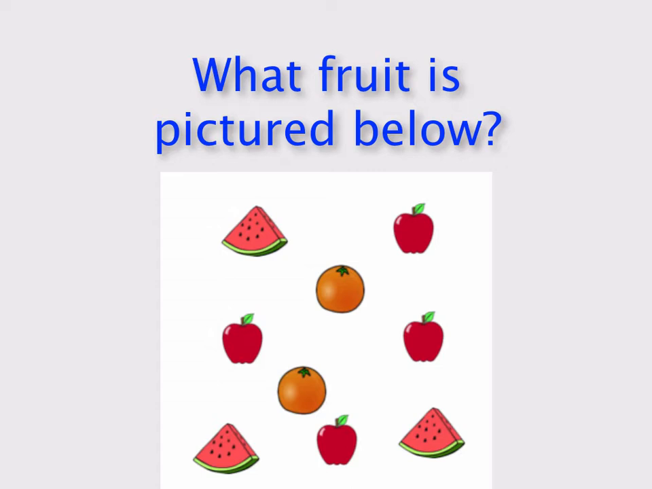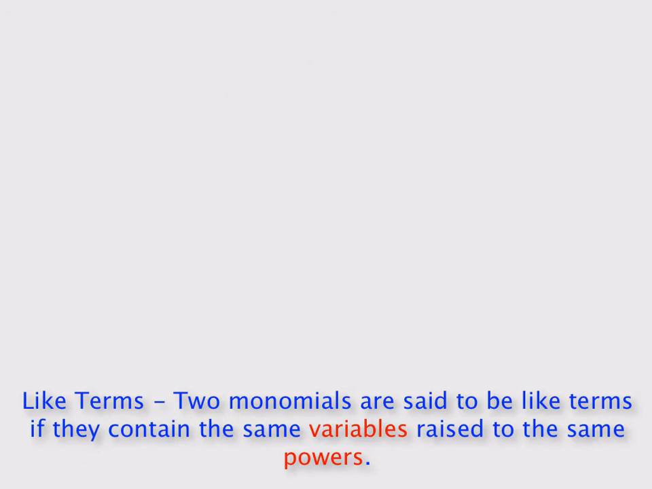Now, it's important for us to figure out what the same means when we're talking about polynomials. And we don't really use the words the same. Instead, we're going to talk about like terms. And what are like terms? Two monomials are said to be like terms if they contain the same variables raised to the same powers. So here are some examples of like terms.